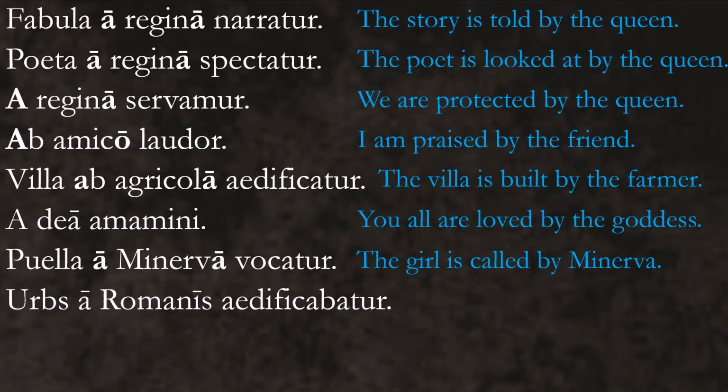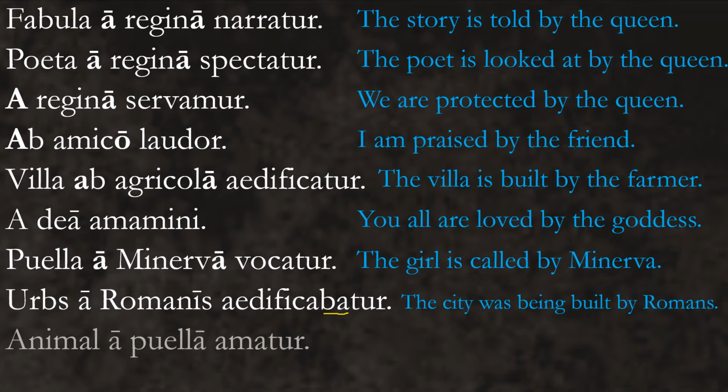Urbs a Romanis edificabatur. And here you want to be careful because there's a ba. Ba is going to do what it did before. It's going to tell us that we're in the imperfect. The city was being built by the Romans. Animal a puella amatur.